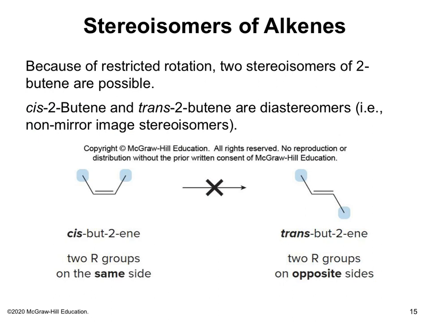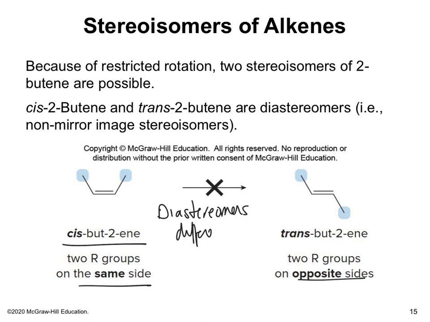So we can't rotate this. So here this is cis. The R groups are on the same side. Trans, they're on the opposite sides. These are different compounds. They are diastereomers, and if you remember, diastereomers have different melting points, different boiling points. They can have different solubilities, okay? So they have different physical properties.